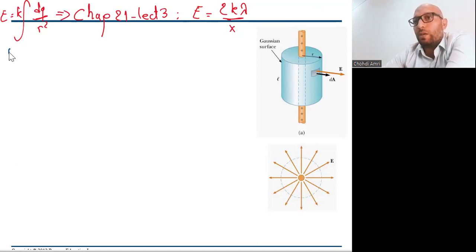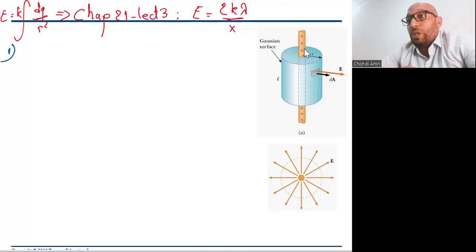But now we will use Gauss's law. Gauss's law says, first step, what is the Gaussian surface? We are talking about a charged wire. A charged wire, it's an infinitely long cylinder with a very small radius.